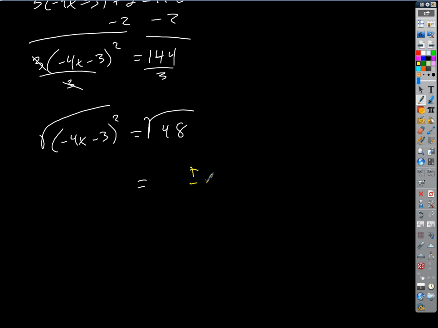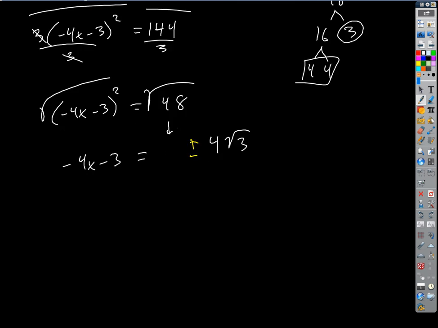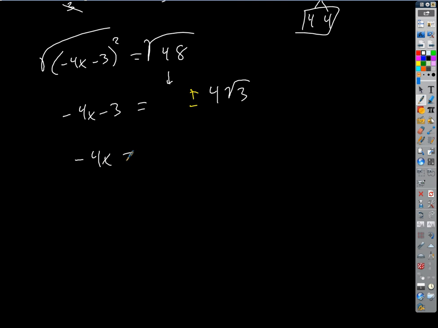Connor, you getting all this? Yeah. Okay. So then we get -4x minus 3 equals plus or minus the square root of 48. If we make a factor tree, is there a perfect square factor of 48? 16 works great. 16 and 3, and 16 is 4 and 4. So we get a couple of 4s and a single 3. So that's plus or minus 4 radical 3. And then we're going to add 3 to both sides to get rid of that -3. And then the last step is divide by -4.